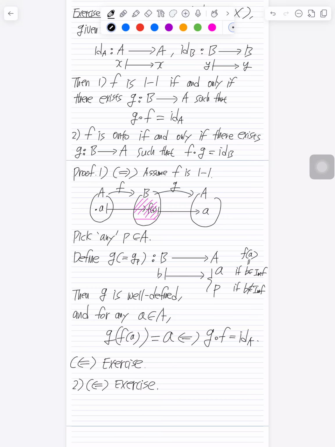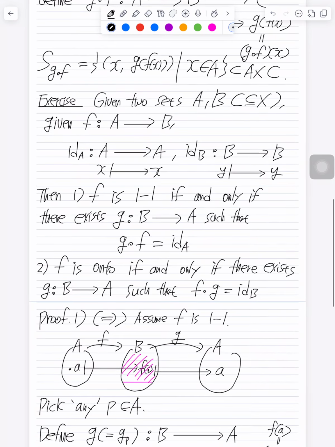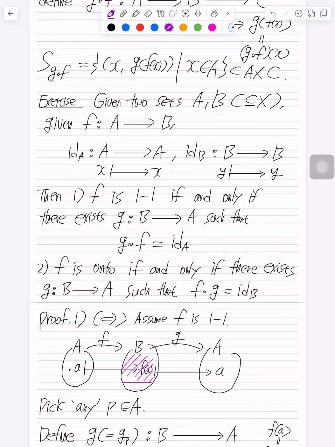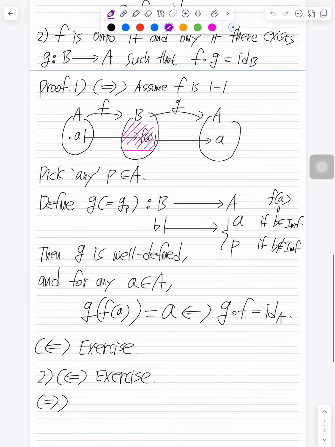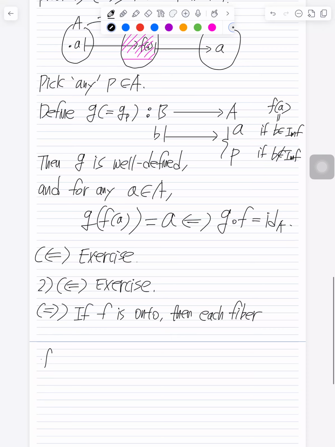So the interesting part is this direction, where we assume surjectivity, which should imply the so-called right inverse, in the sense that this g is now composed on the right-hand side from f's perspective. So now we'd like to assume f is onto, surjective, then we know that each inverse image of the singleton set {y}, or we can simply call it each fiber f inverse of y, is non-empty.